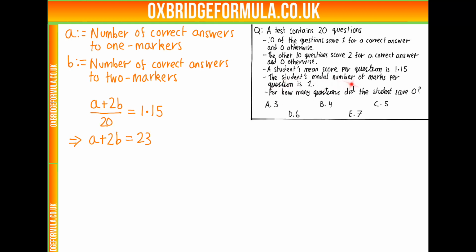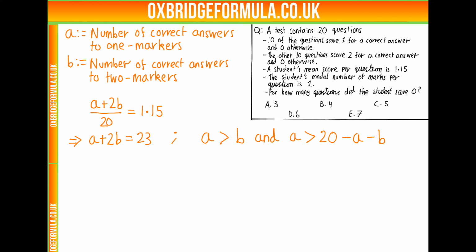We've got to convert this piece of information to something algebraic. The student's modal number of marks per question is 1. So that means that the number of 1 markers that the student gets right is bigger than the number of 2 markers they get right. And it also means the number of 1 markers which are right is bigger than the number of questions wrong in the whole paper. So A is bigger than 20 minus A minus B.